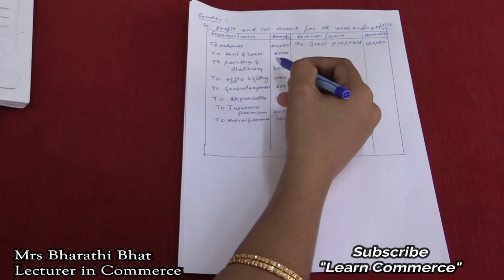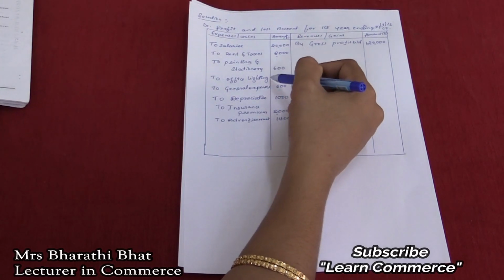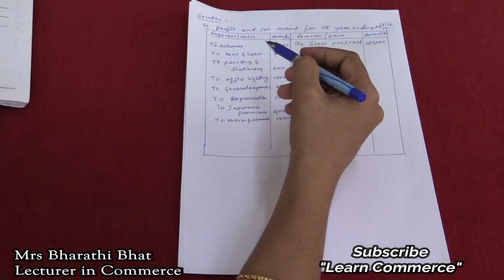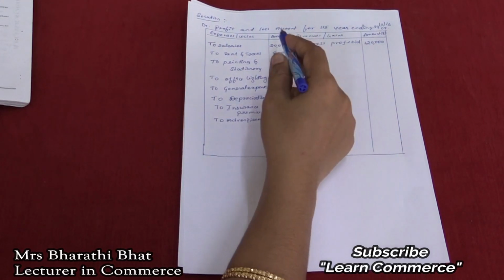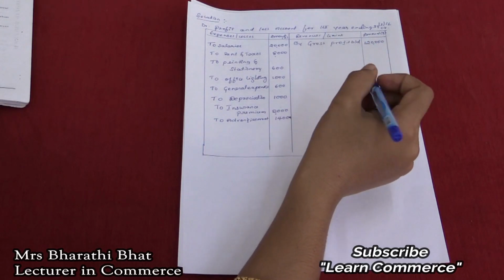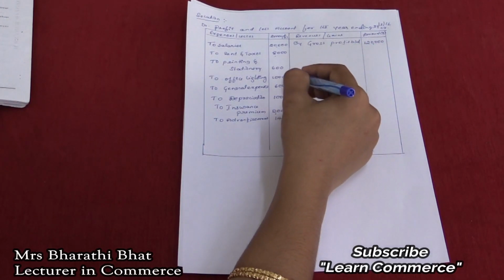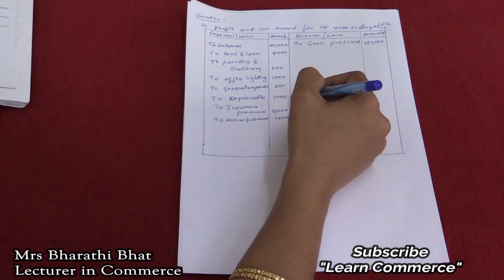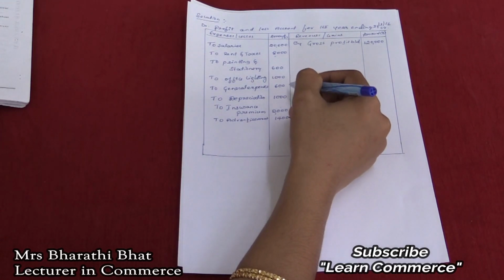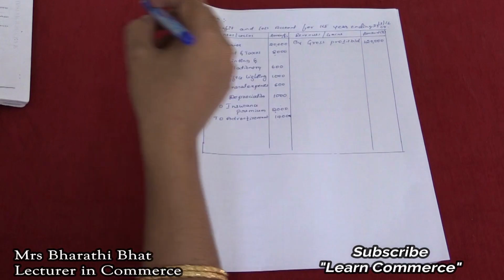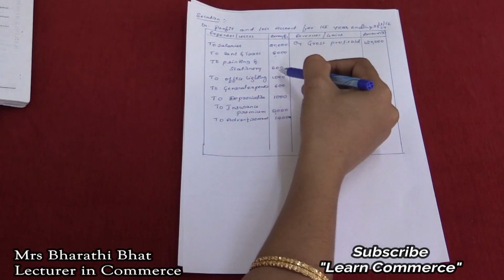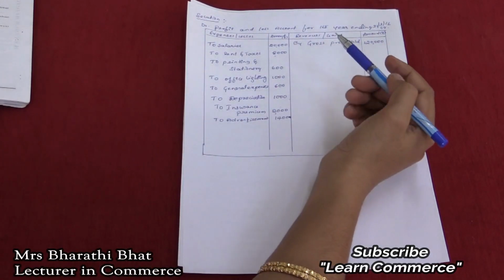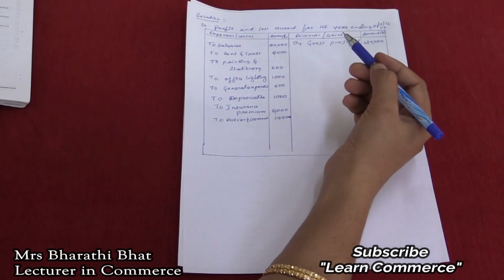Rent and taxes, printing and stationery, office lighting, general expense, depreciation, insurance premium, advertisement, salaries, 1,600, 2,000, 1,400. Total 1, 2, 3, 4, 5, 6, 7, 8 items. So we covered almost all the transactions.